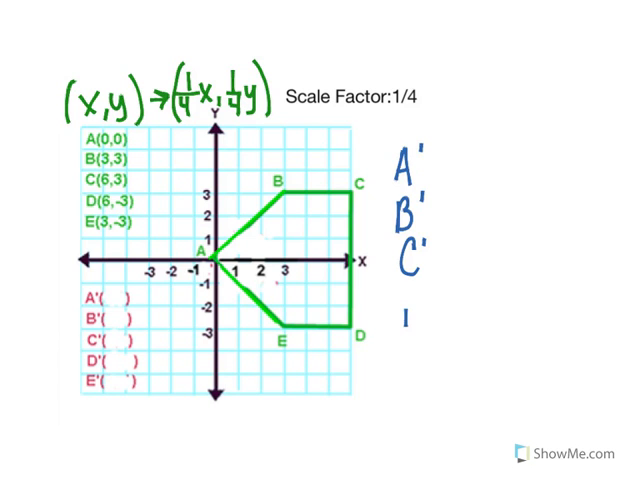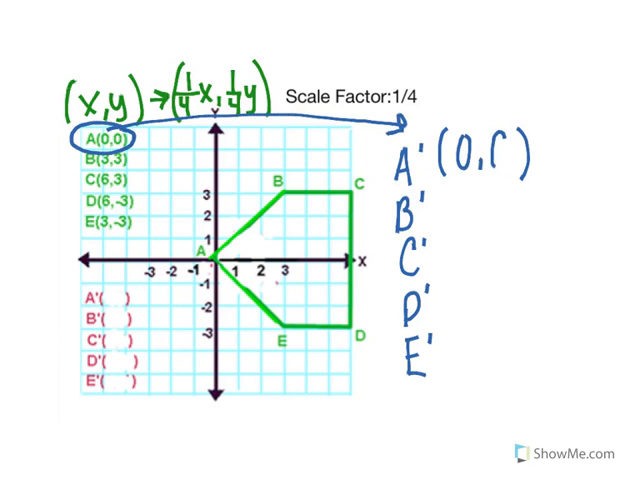Then we are going to write our new coordinates with the prime notation. Okay, so we have the prime notation for A, B, C, D, and E. So we're going to take each coordinate and we're going to start by multiplying them by 1/4. So if we look at our original coordinates, we're going to take 0 and multiply 0 times 1/4 and 0 times 1/4. And anything times 0 is going to give me a 0. So my new coordinates for A would be 0, 0. So I'm going to come over here and I'm going to plot A prime at 0, 0.